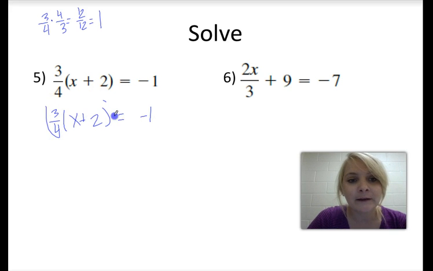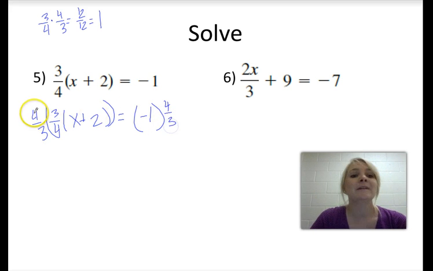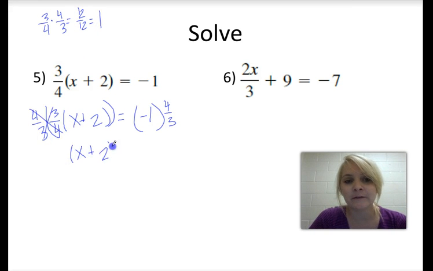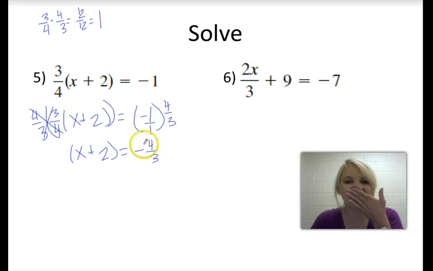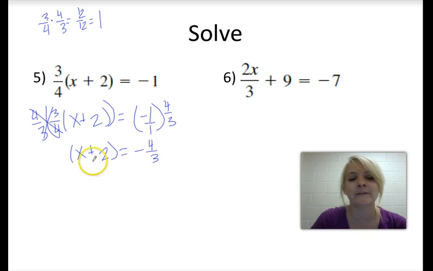So I'm going to multiply both sides by 4/3. Once again, 4/3 over 3/4 will give us 12 over 12, which is 1. So that's the beauty of it. So we're left with x plus 2 equals -1 over 1. We'll get -4/3. Once again, -1 times 4 is -4. 1 times 3 is 3.